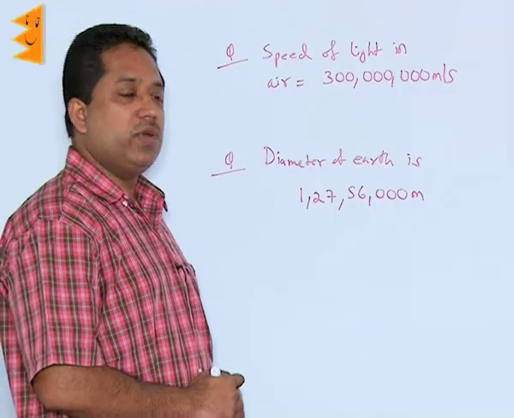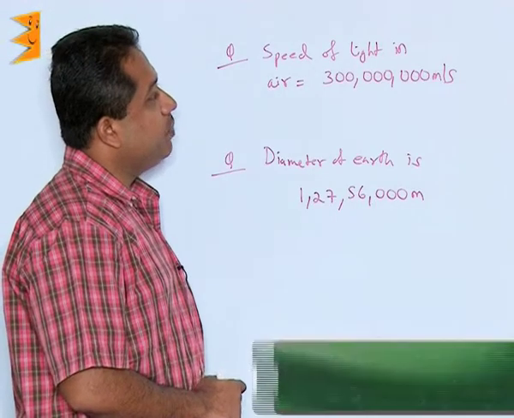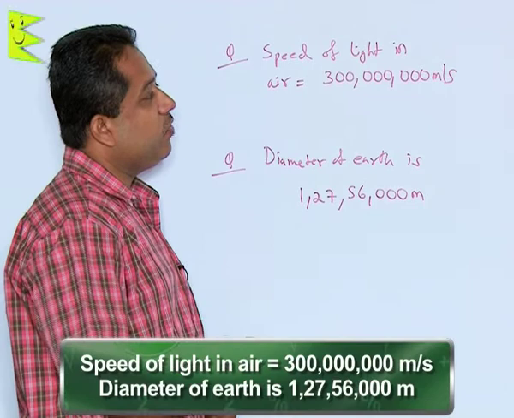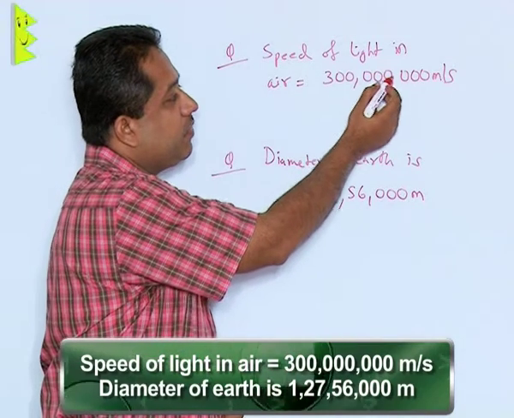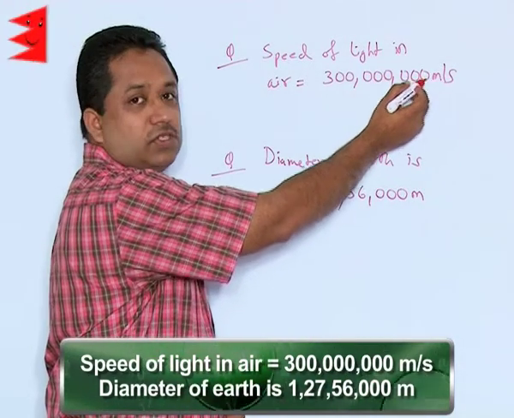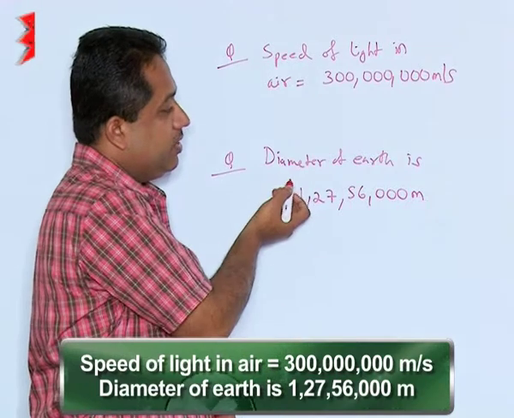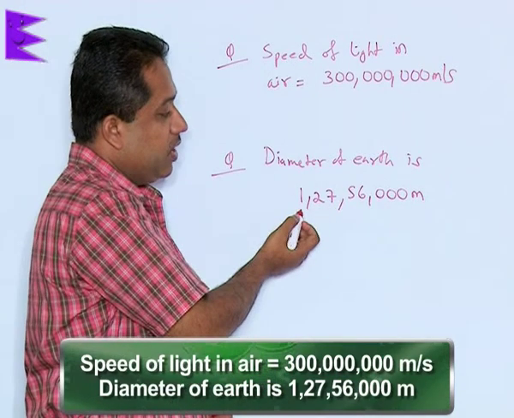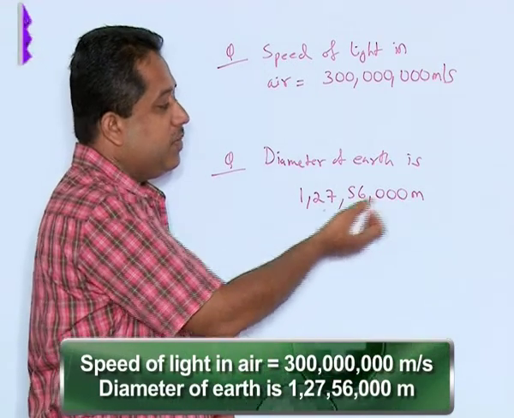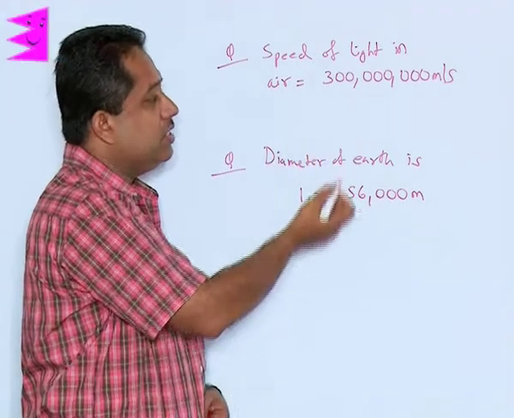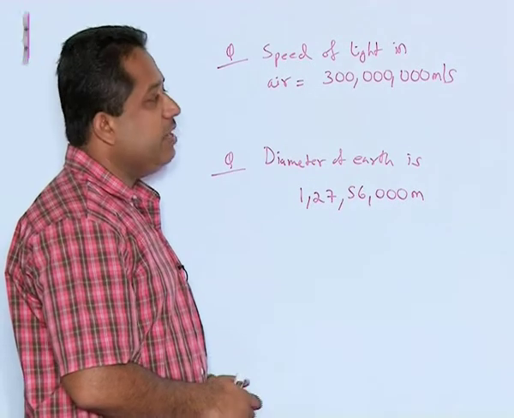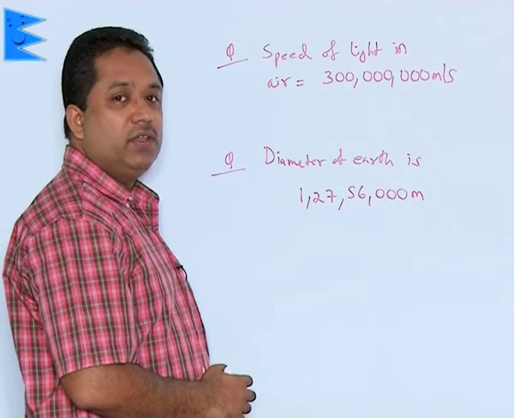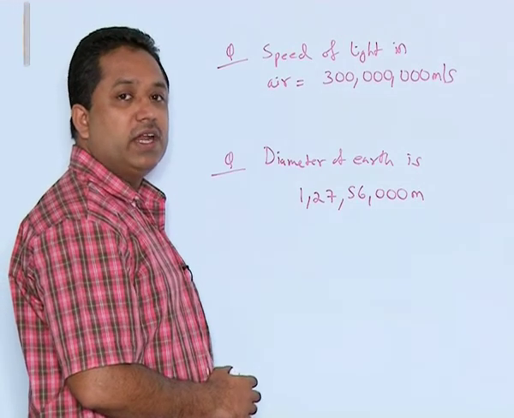Here we have two questions before us. The speed of light in air is 3 followed by 8 zeros meters per second. And another is the diameter of the earth is 1275600 meters. And these are large quantities.